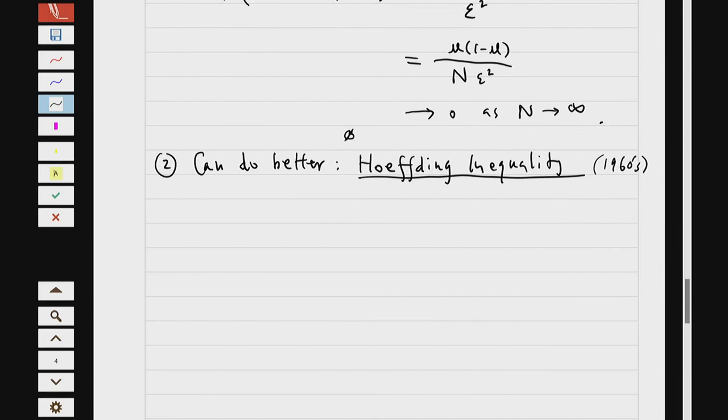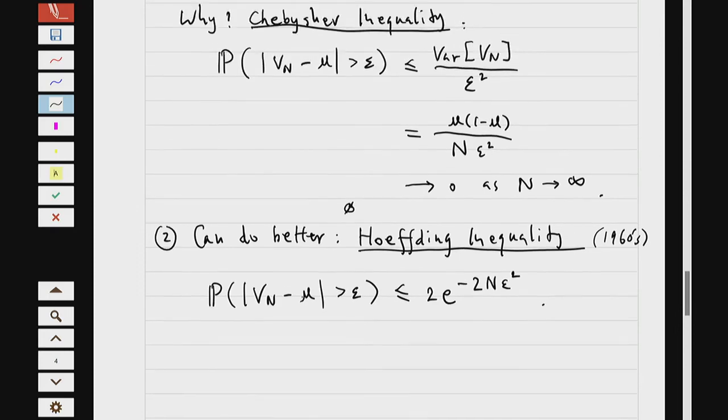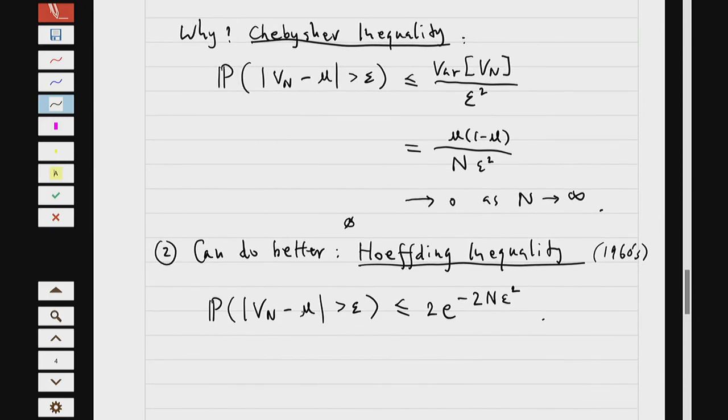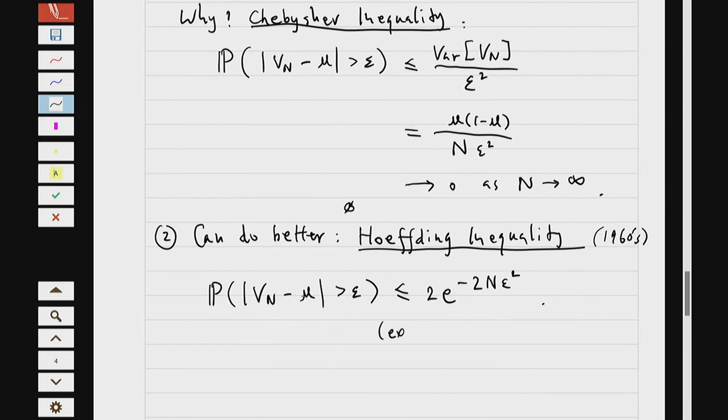So Hoeffding says, okay, he proved this bound. The probability that the distance between Vn and mu is greater than epsilon is upper bounded by 2 times e to the minus 2n epsilon squared. It's exponential like this. So why do we say that this is a better bound than the Chebyshev inequality? As n gets bigger, that's a much tighter bound because the decrease is exponential instead of 1 over n. So this is exponential in n.